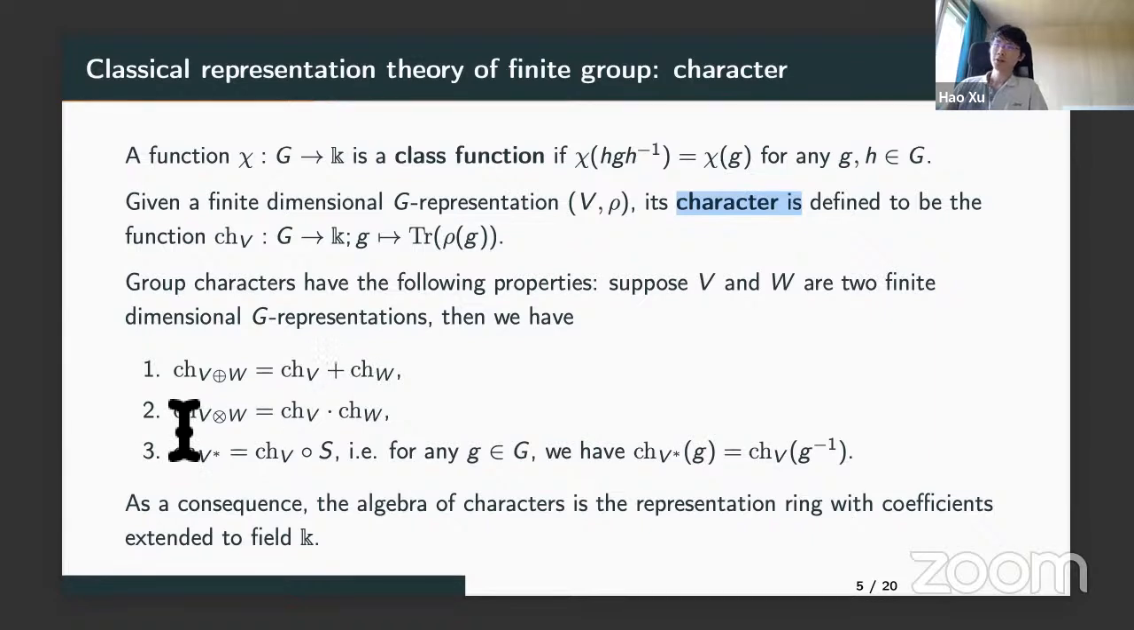Second, taking character is multiplicative in the sense that it sends tensor product to pointwise product of class functions. And finally, it takes dual representations into the antipode composed with the character of the original representation V. As a consequence, you see the algebra of characters is the representation ring of Rep G, but with coefficients extended from non-negative integers to the whole field K.